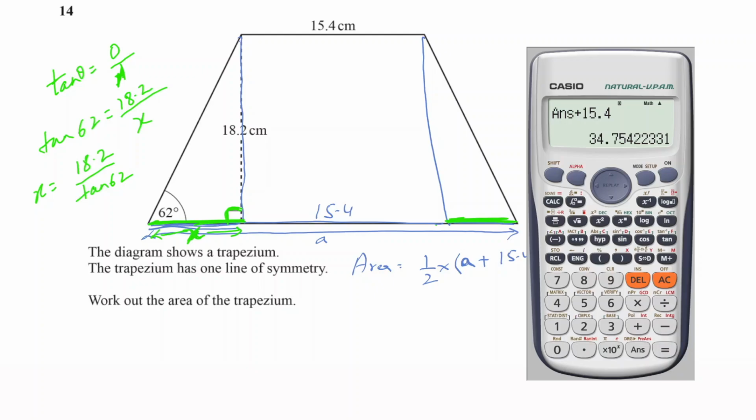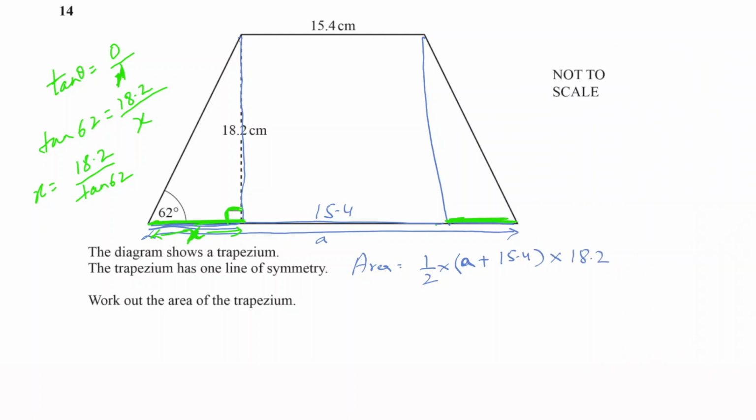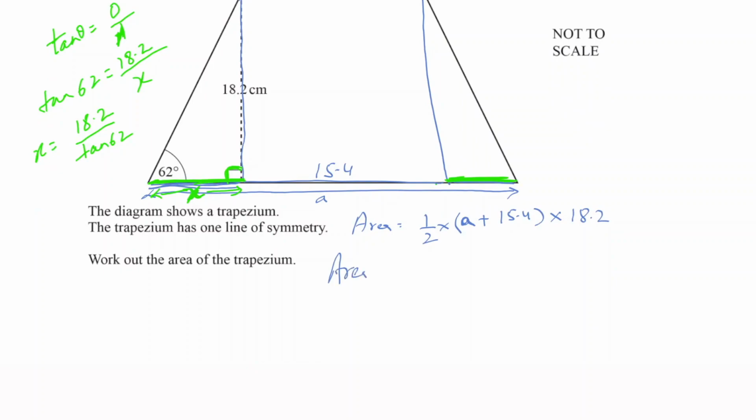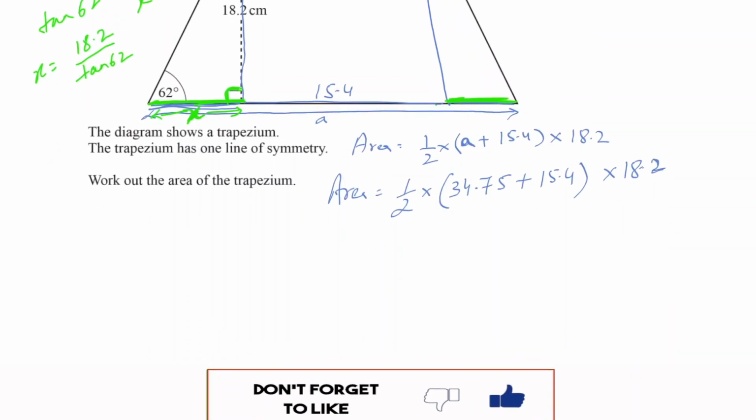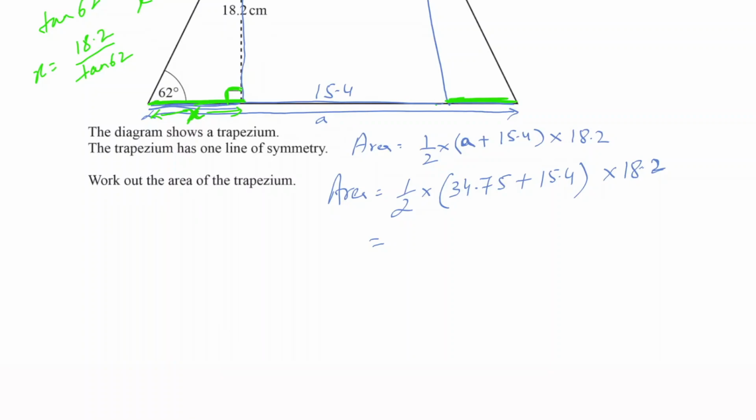Hope you understand how it comes out to be. So let's take this calculator out. So the length of A is 34.75. Let's now find out the area. So half into length of A, 34.75, plus 15.4, that is the opposite side, into the distance between them. I hope you understood how I got the length of A, that is 34.75. It is 15.4 plus this length and this length that I added in between.